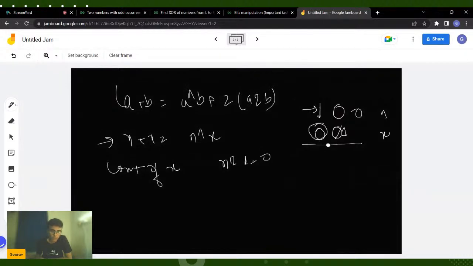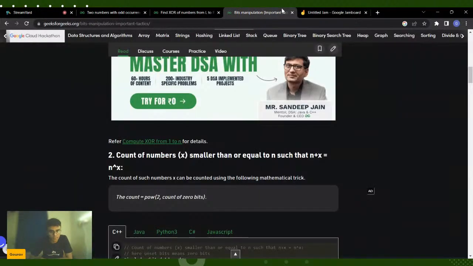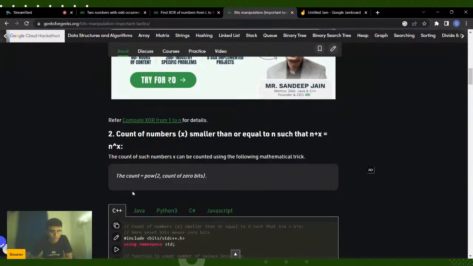So what is basically happening? If the bit is 0 in n, at that position x can have either 0 or 1. Rishit is writing: for each bit where n has 1, we can only have one choice, that is 0. For each bit where n has 0, we have two choices, 0 and 1. So 2 to the power of the unset bits of n. Exactly, this will be the answer. As you can see, in the article it is also written that the count will be 2 to the power of the count of 0 bits.